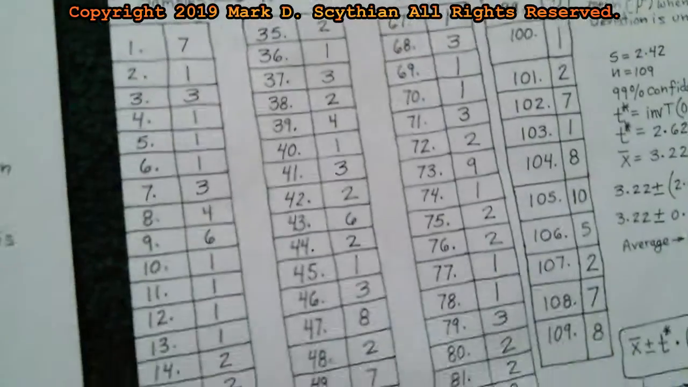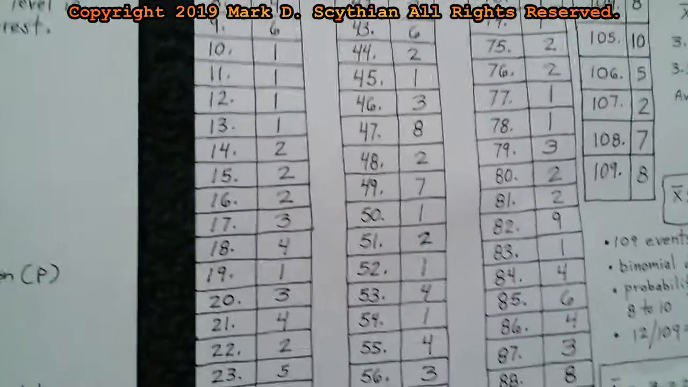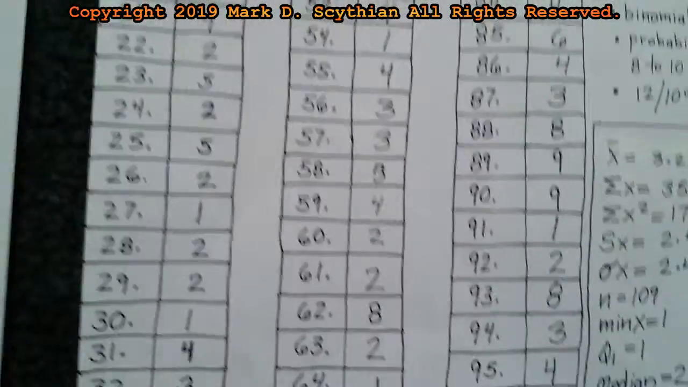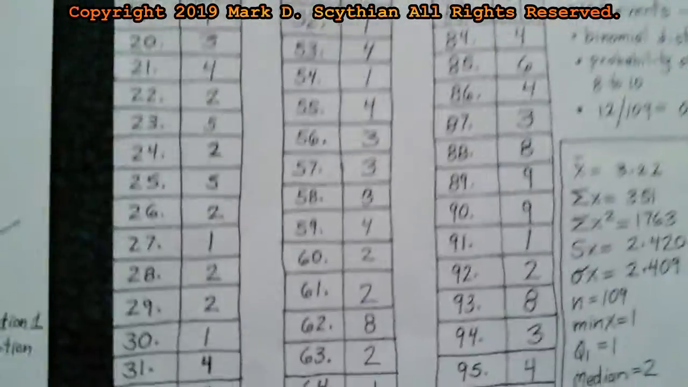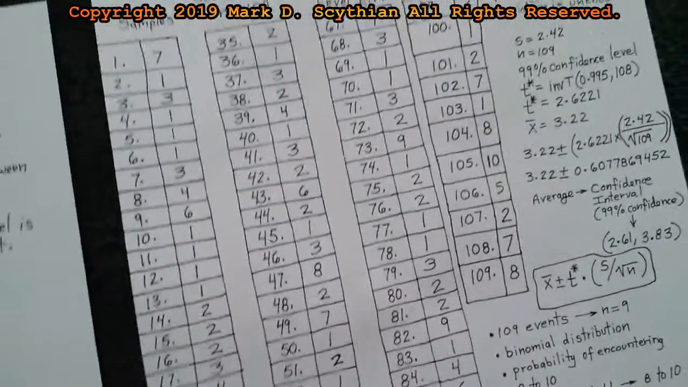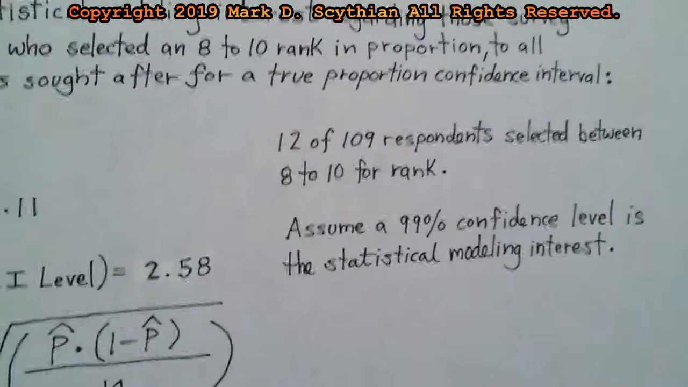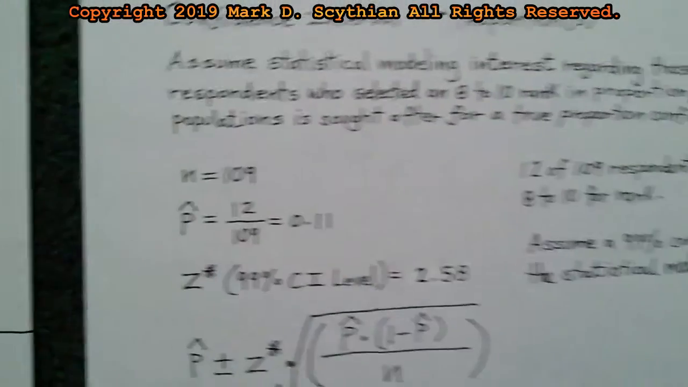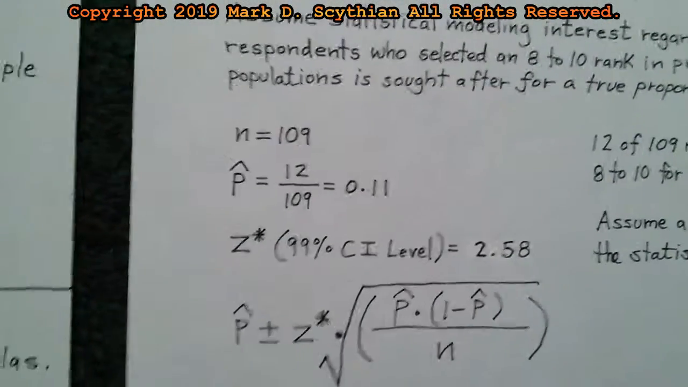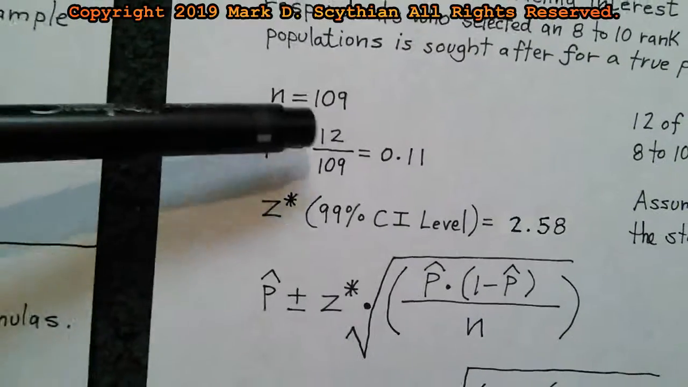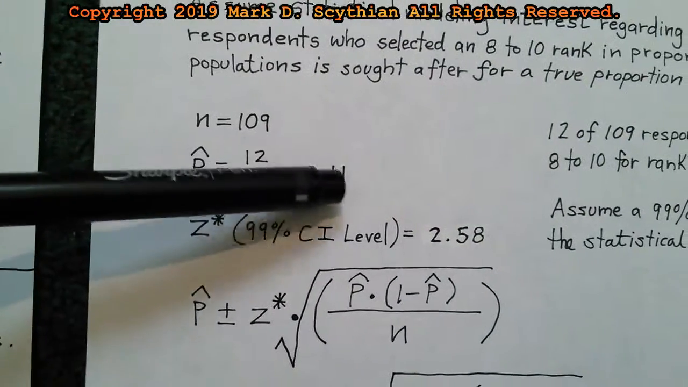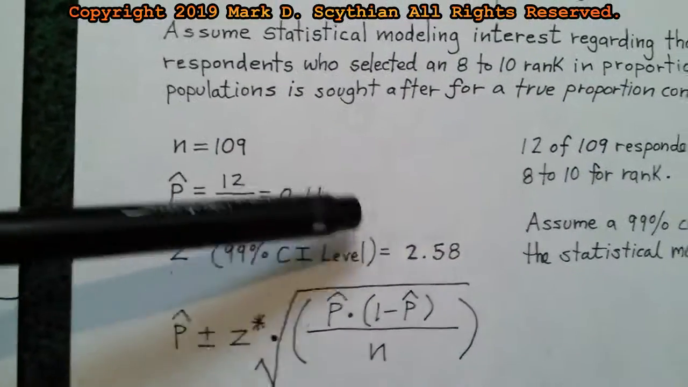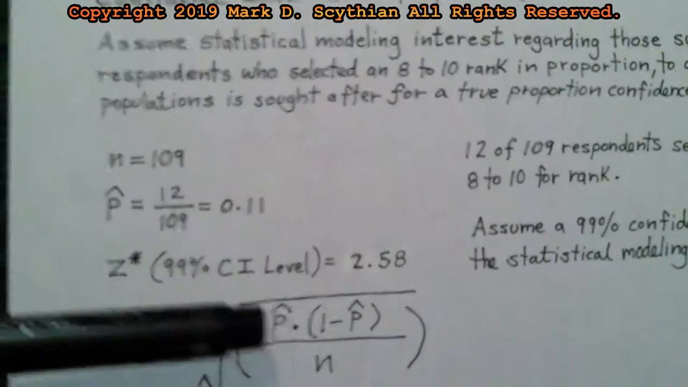Upon going through the sample here, we count how many people picked an 8, 9, or 10. If you put a few minutes into it and count, you will find that 12 of 109 respondents selected between 8 and 10 rank. That means the estimated proportion, the p hat, is just 12 divided by 109, so 0.11, or 11%, selected 8 to 10 rank.